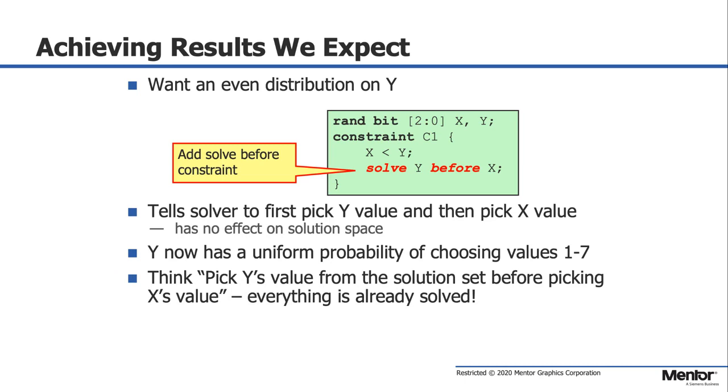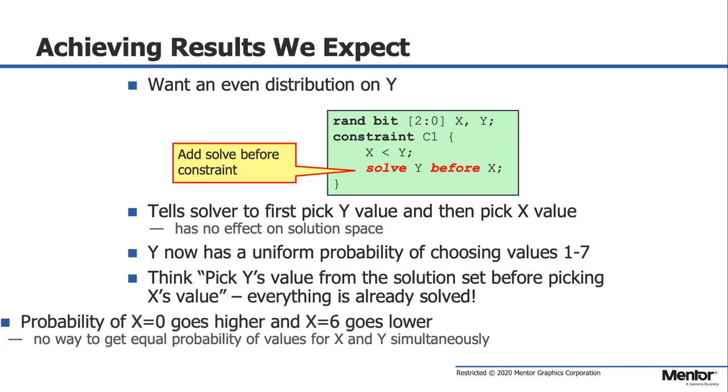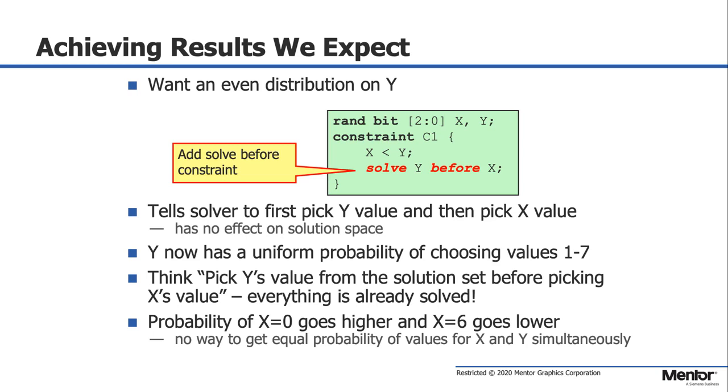So the way I like to think of this is saying pick y's value from the solution space before we pick x values. So it's not really solve anything before anything else, because everything is already solved. And it's important to note that the probability of x equals 0 goes up higher and the probability of x equals 6 goes lower. There's no way to get equal probabilities of the values of x and y simultaneously, so you have to choose one over the other.